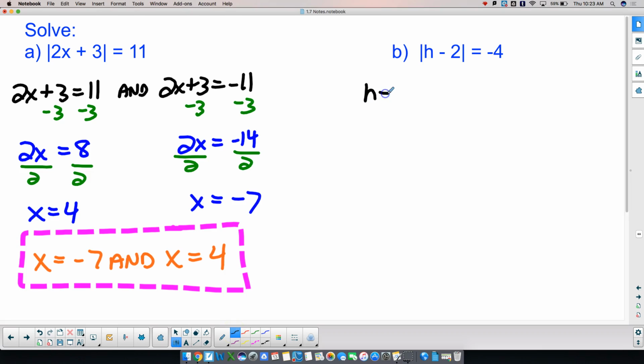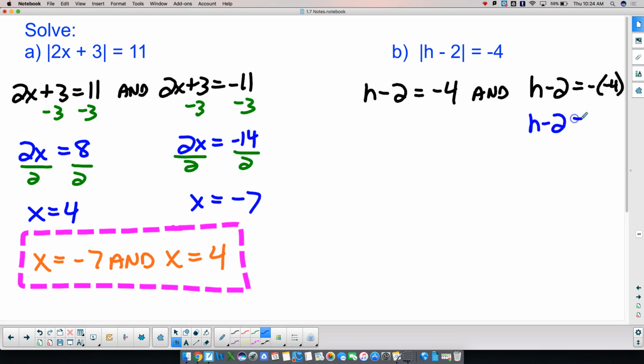Then h minus 2 equals -4 and h minus 2 equals the negative of -4, which really is +4. Okay. So I can add 2 and that gives me h equals -2, add 2 and that gives me h equals 6. Yes? Those are my final answers?